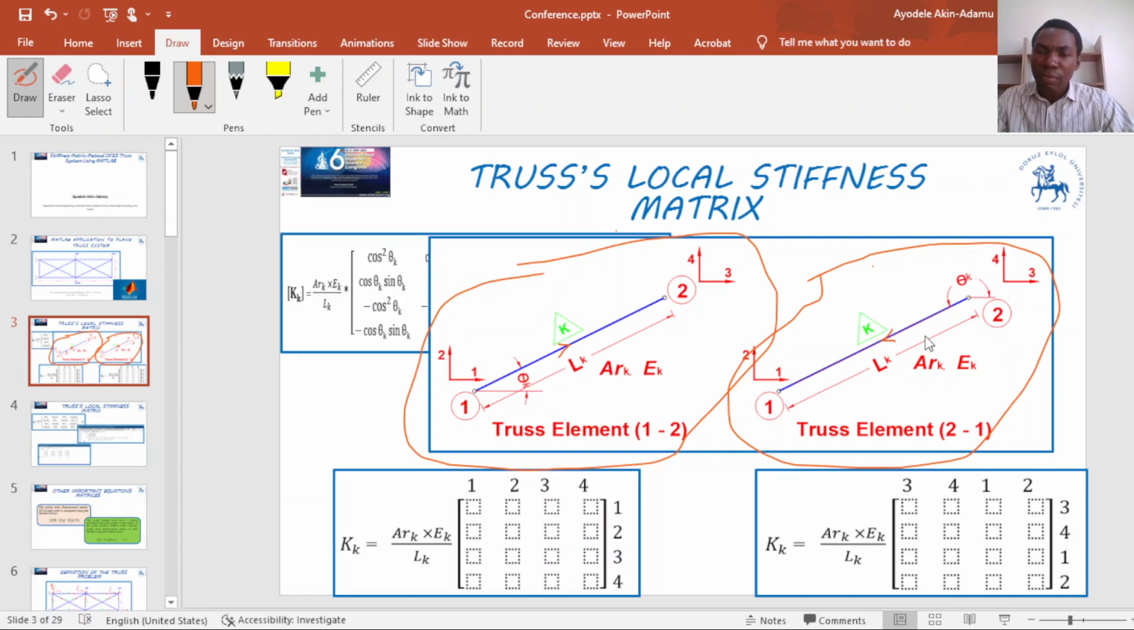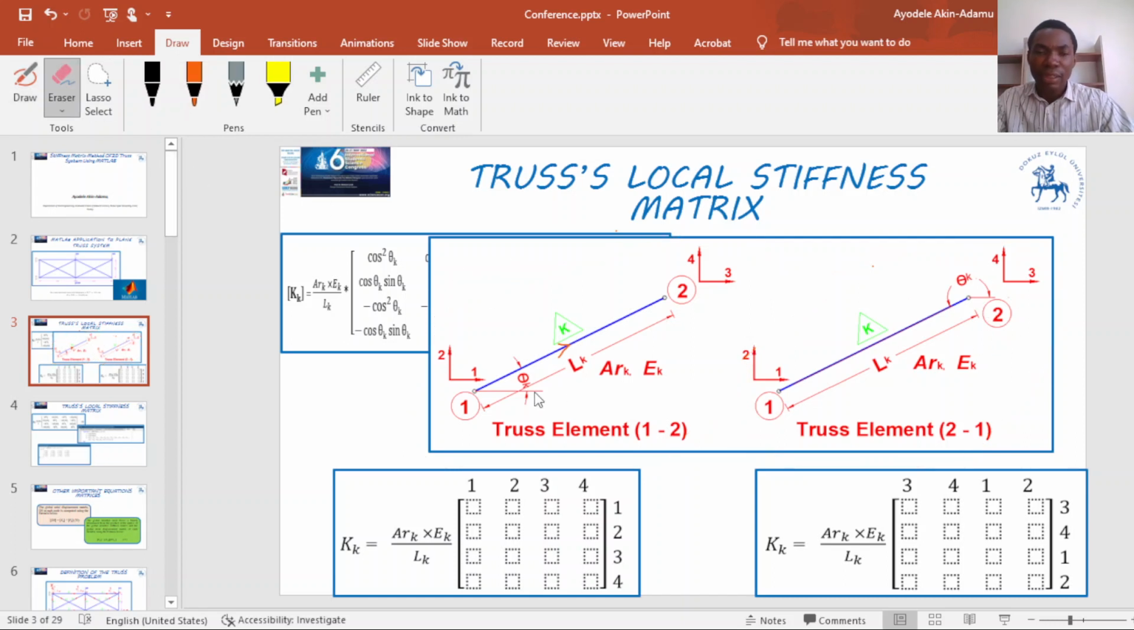For this problem, our theta K is measured from node 2 because the arrow points from node 2. So theta K is measured from the horizontal x-axis to the member counterclockwise. This is how theta K is specified.